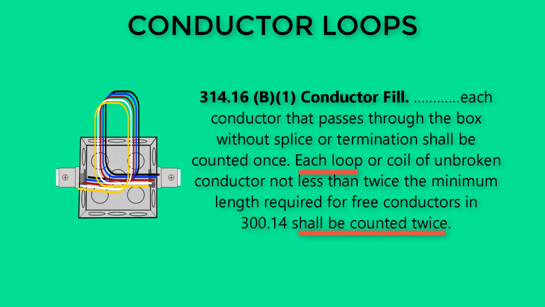Conductors may be looped in a box to provide for future splices. The conductor count of a loop depends on the length of the loop. Article 300.14 of the Code refers to 6 inches of free conductor at the box. If the loop length is 6 inches or more, each conductor is counted twice for box fill calculations. In the example shown, 5 6-inch conductors are looped in the box. The conductor count for this box is 10 conductors.